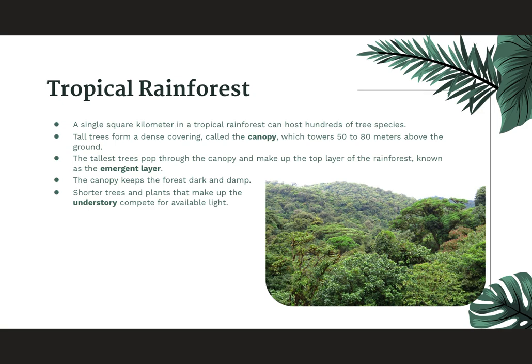The tallest trees pop through the canopy and make up the top layer of the rainforest, known as the emergent layer. So this layer is the top layer of the rainforest. Again, that is the emergent layer. The canopy keeps the forest dark and damp, hence rainforest. All right, so shorter trees and plants make up the understory to compete for any available light. So the understory, these are the plants below the canopy.